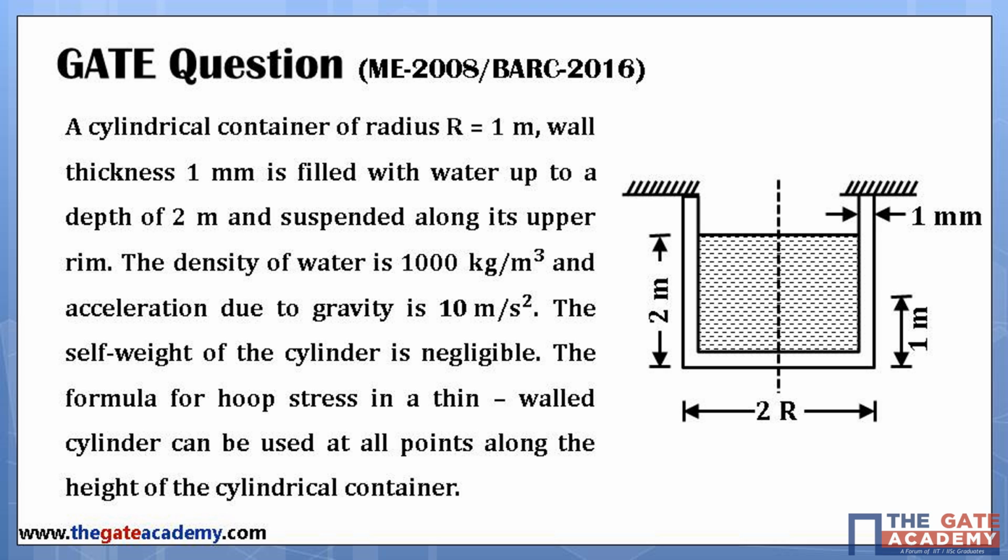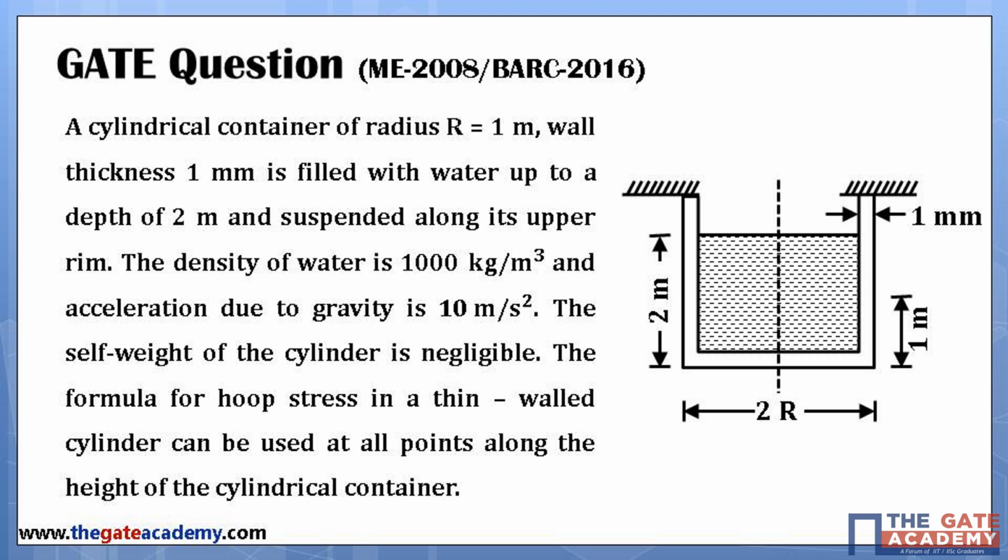Okay, now let's see a question. It was from GATE 2008 and it was even repeated in the BARC 2016 examination. So kindly copy the question from the slide. There's a diagram also. Let me read out the question here. A cylindrical container of radius r equal to 1 meter, wall thickness 1 millimeter, is filled up with water up to a depth of 2 meters and suspended along its upper rim. Let me draw the diagram here.